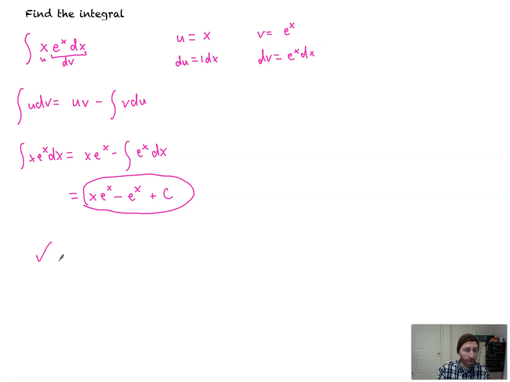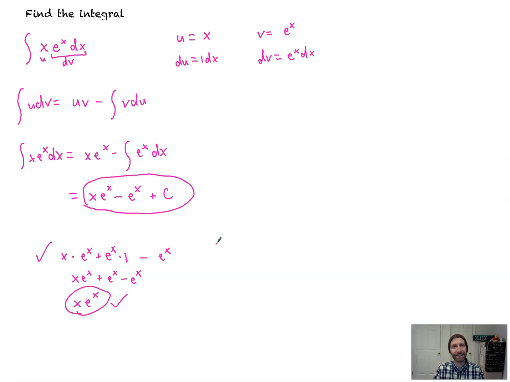So if I take the derivative of this, product rule dictates that it would be first d second, which would just be e to the x, plus the second function times the derivative of the first, minus the derivative of e to the x is just e to the x, plus the derivative of a constant is 0. So that's x e to the x plus e to the x minus e to the x. The e to the x's cancel out. That gives you 0, and we get x e to the x. It checks. That's what you originally integrated.